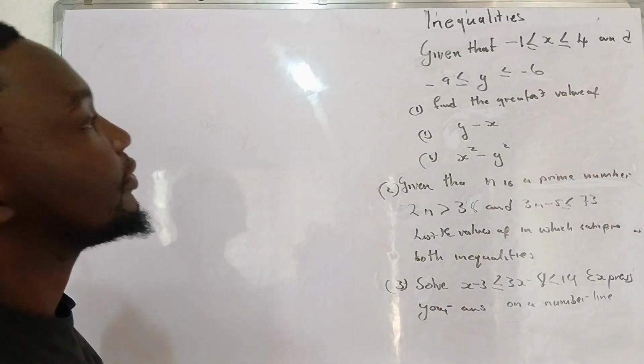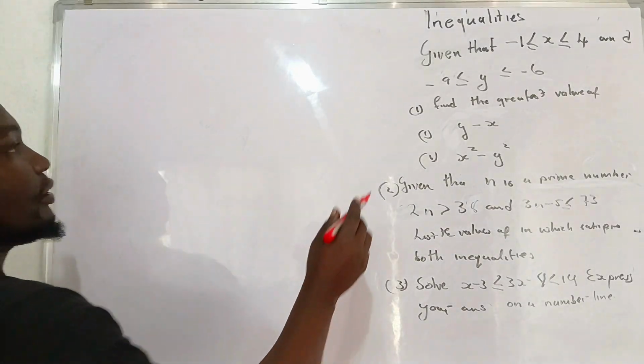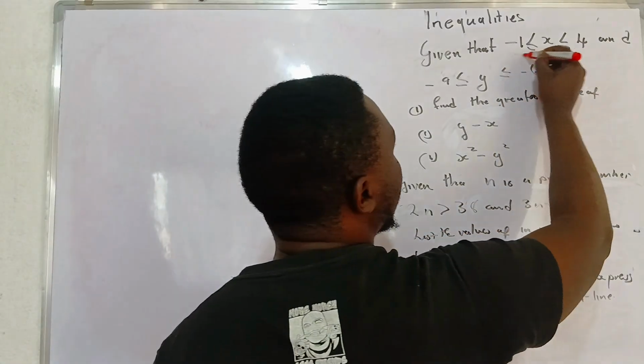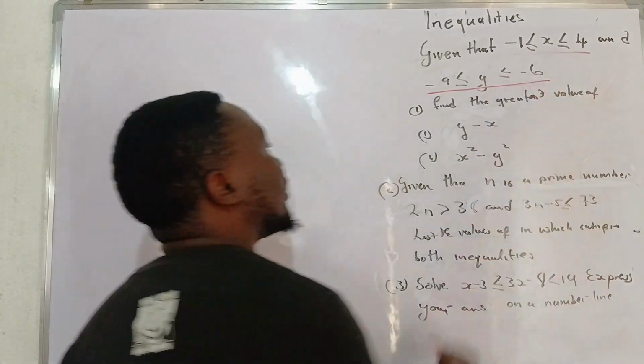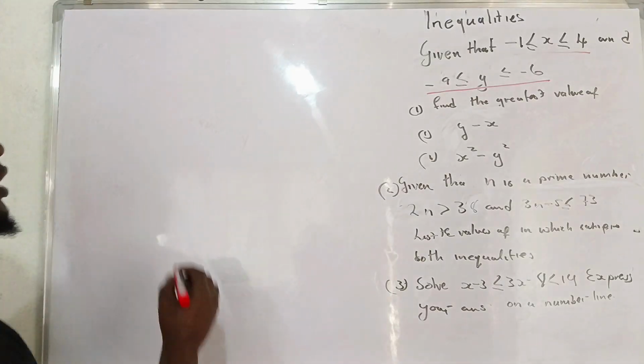So let's move on to the first example. You are given these conditions. This is the first condition that you're given, and you're given the second condition. And you're asked to find the greatest value.